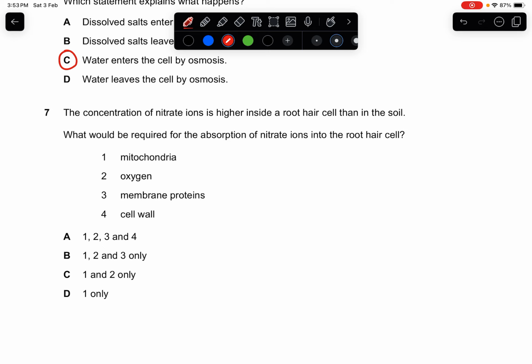7. The concentration of nitrate ions is higher inside a root hair cell than in the soil. What will be required for the absorption of nitrate ions into the root hair cell? Alright. The key thing is that this absorption of nitrate ions is by active transport. And we know active transport requires energy. It requires membrane proteins or carrier proteins, and also the presence of oxygen. So the answer for this one is obviously 1, 2, and 3.